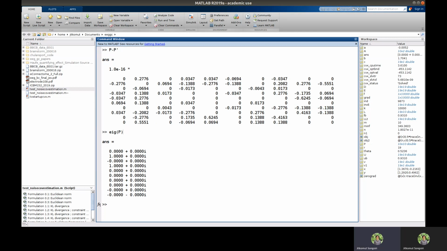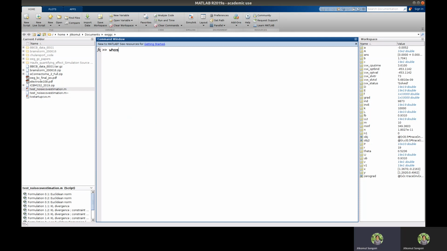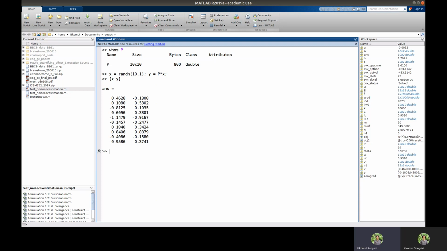What else do I need? My P is 10 by 10, right? So I construct a vector X of size 10 by 1, and my Y is P times X. What I would like to show is the bounded property of the orthogonal projection matrix. X and Y are here. If I compute the norm of X and the norm of Y, see, the norm of the projected vector is smaller than the norm of the original vector.